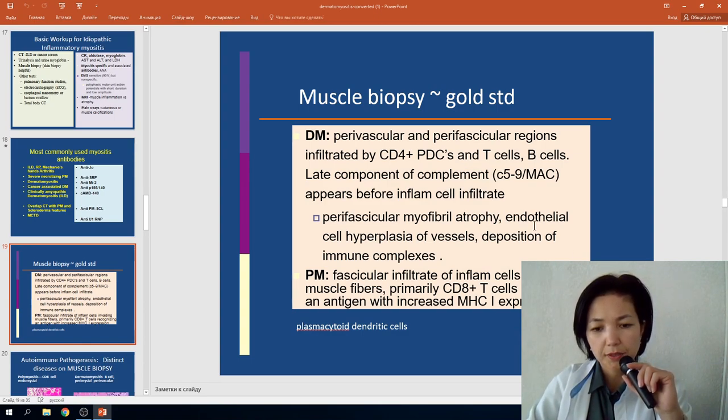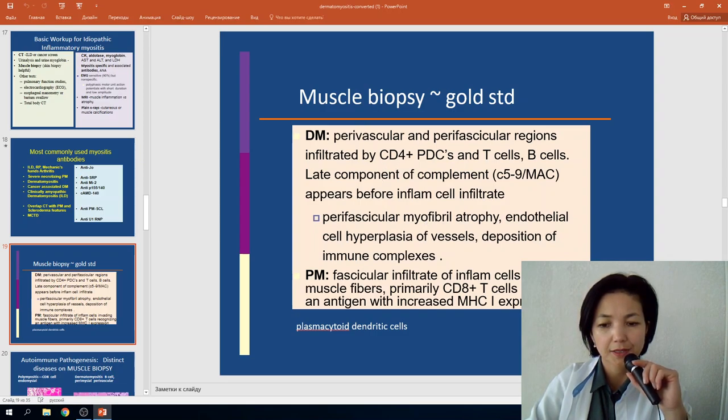Muscle biopsy, up to the present moment, is in the first place, and we know it as the gold standard. In muscle biopsy of dermatomyositis and polymyositis, the pictures are different. For dermatomyositis, the muscle biopsy shows perivascular and perifascicular regions infiltrated by CD4 cells and B cells, and late components of complement like the membrane attack complex, C5 to C9, appear before inflammatory infiltration. Also seen are perifascicular myofibril atrophy, endothelial cell hyperplasia of vessels, and deposition of immune complexes.